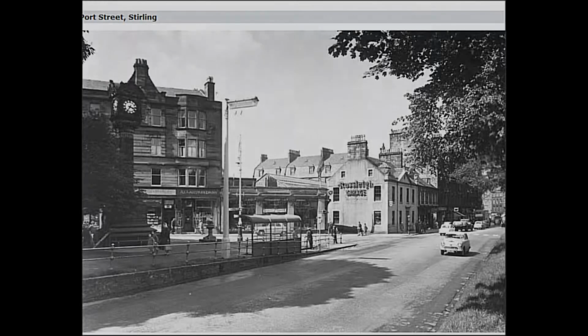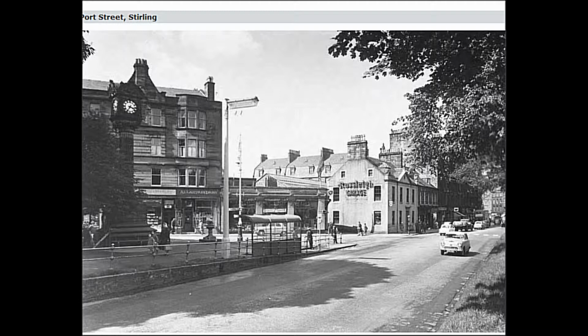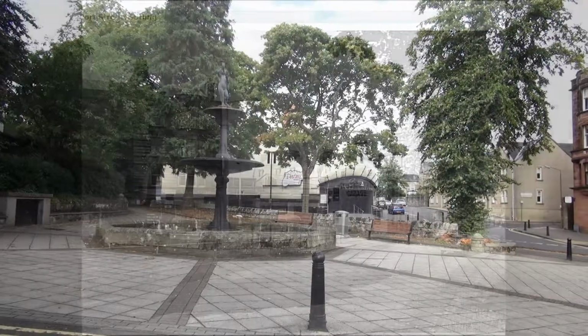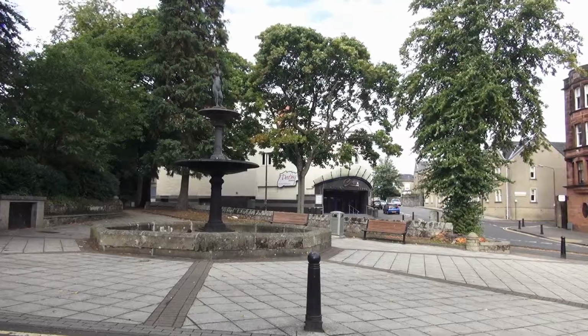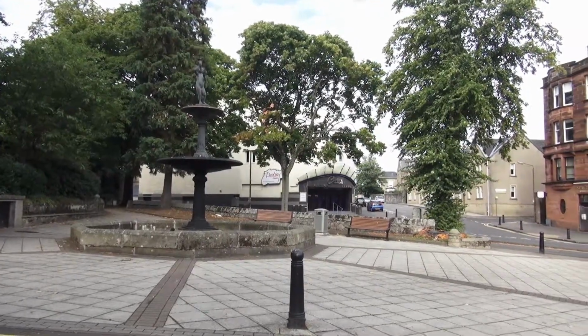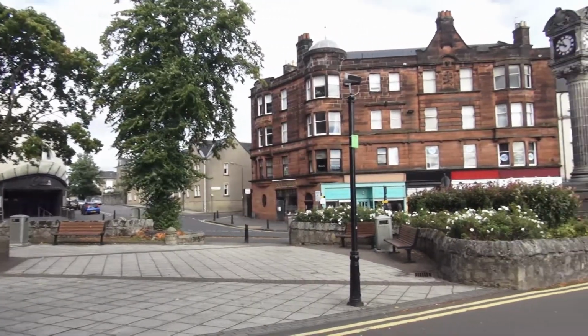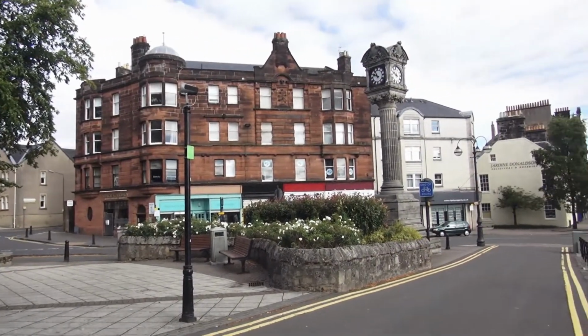Another landmark at Stirling is the Black Boy, and it is situated in the Allan Park district. The fountain was erected in 1849 in memorial to the victims of the Black Plague. There was also a place of execution here at one time.